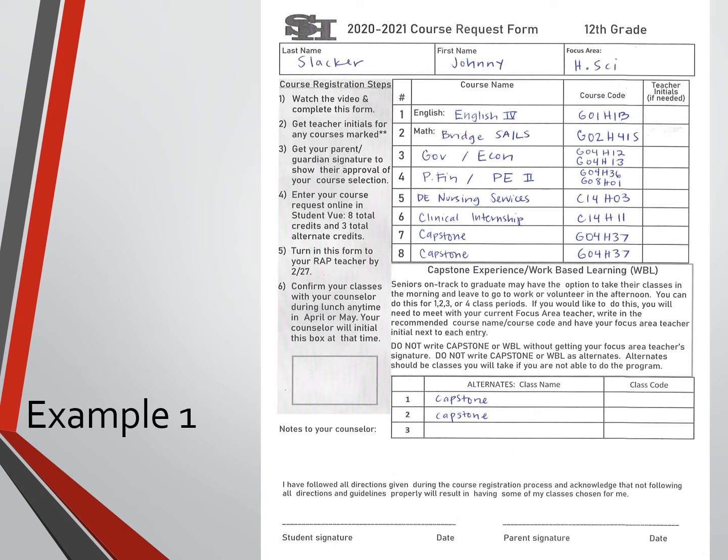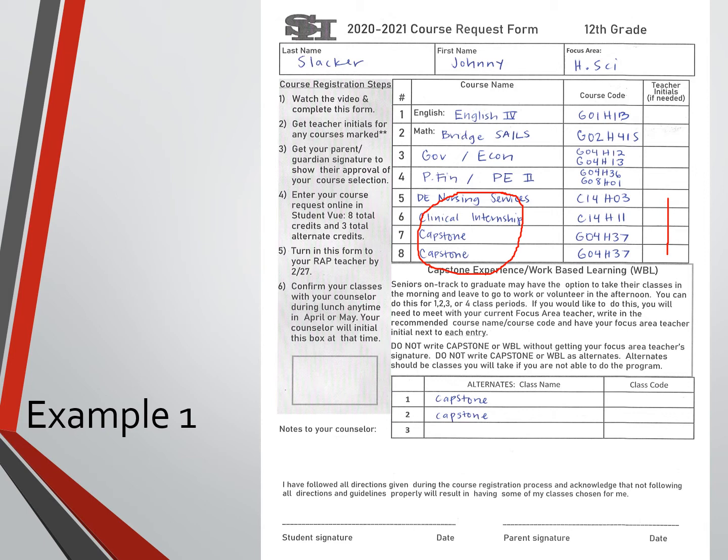This is an example of a student who filled out their course request form that has some issues. You'll notice that on this form, there are no teacher initials over here. Without these teacher initials, these classes will not be added to the student's schedule. They will be given classes based on availability. So they'll miss out on the things that they want to do their senior year just because they didn't follow simple instructions.